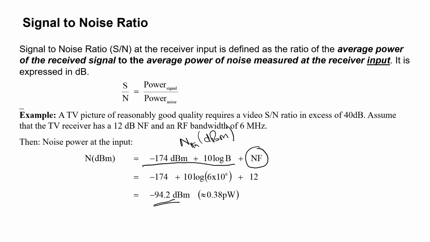Now we know one thing, that our signal needs to be more than 40 dB, but if my noise level is at minus 94.2 dBm, then my signal level needs to be at least minus 94.2 dBm plus 40 dB.